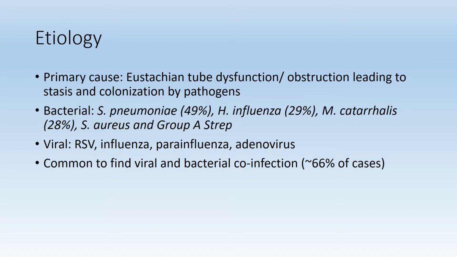So strep pneumo has the lowest rate of spontaneous resolution, with only about 10 to 20% resolving spontaneously without antimicrobial therapy, and it tends to cause more severe disease and a higher fever. So when you're treating someone with otitis media, really that's the one that you're thinking about treating, that particular infection. Viral causes can include RSV, influenza, parainfluenza, and adenovirus, and it's often common to see viral and bacterial co-infection. That occurs in about 66% of all cases.